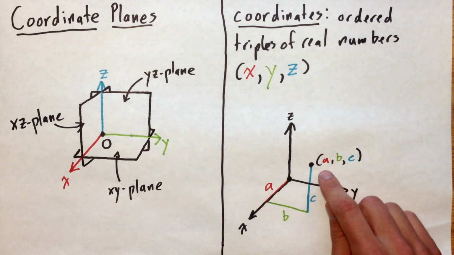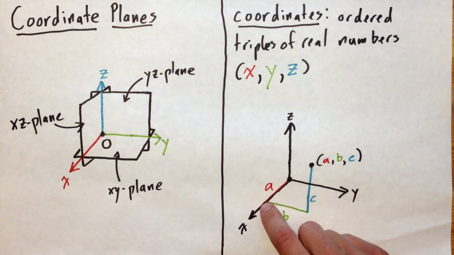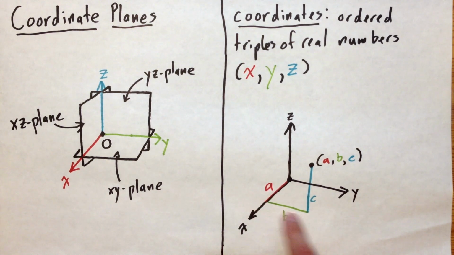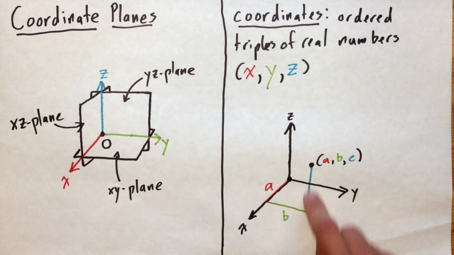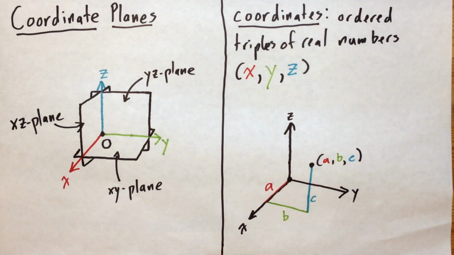So to plot the point with coordinates a, b, c, we start at the origin and we move a along the x-axis. This is really sort of moving a away from the yz plane. Then we move b in the direction of the y-axis. So we're really moving a distance of b away from this xz plane. Finally, we move up c in the direction of the z-axis. So we're moving away from the xy plane now and shooting up here. So this point is supposed to be a along the x-axis, b along the y-axis, and c along the z-axis.